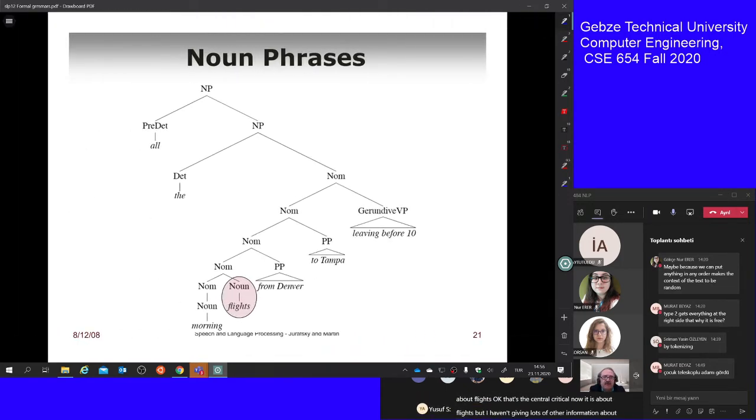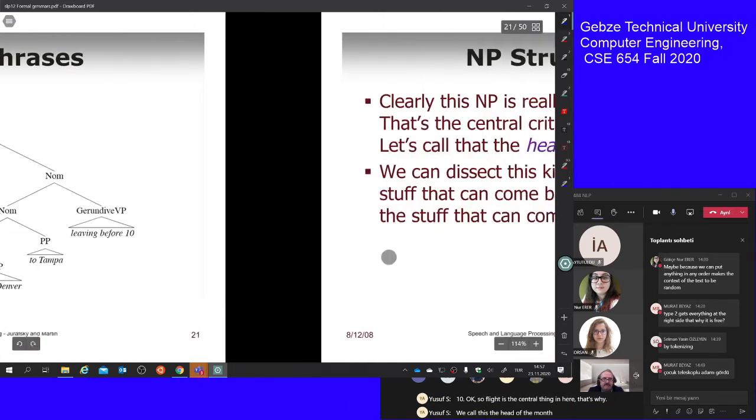I am talking about the morning flights. I am talking about the flights from Denver. I am talking about the flights to Tampa. And also I am talking about the flights leaving before 10. Okay? So flight is the central thing in here. That's why we call this the head of the noun phrase.